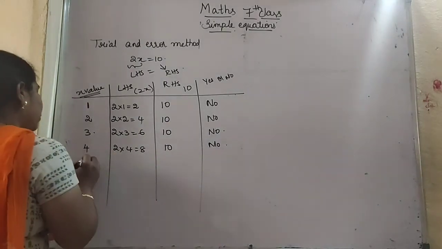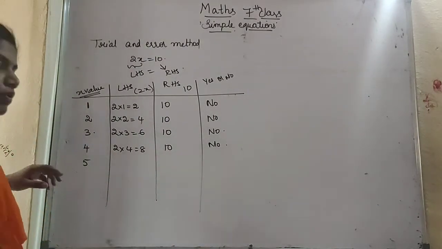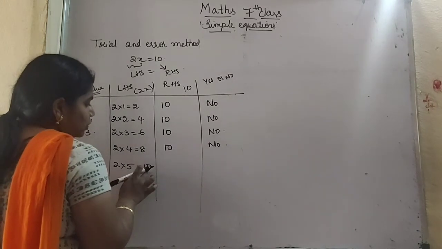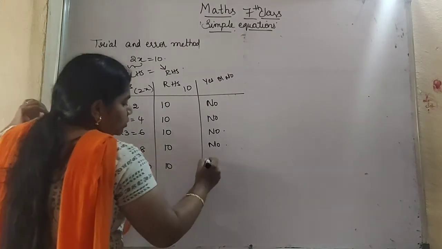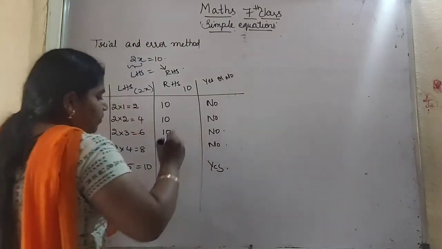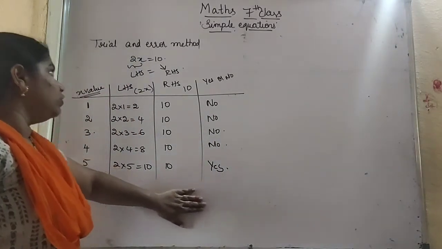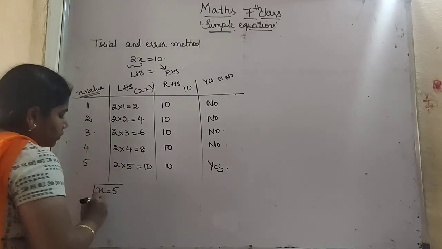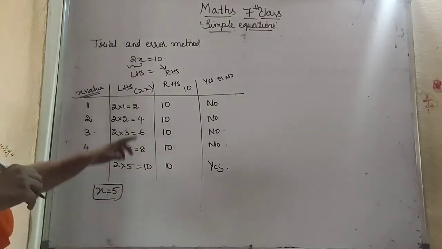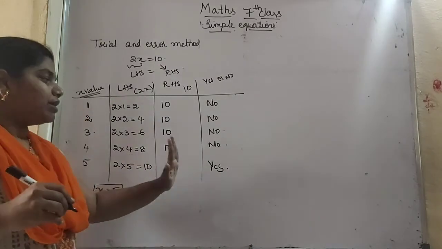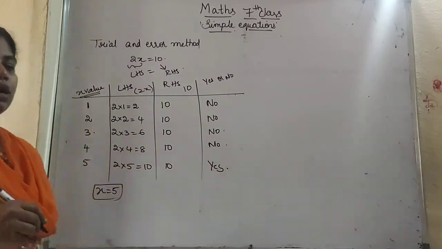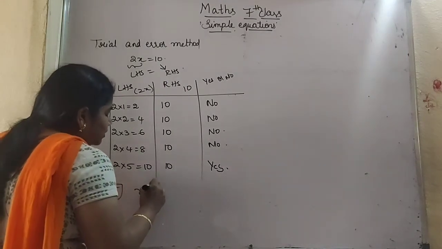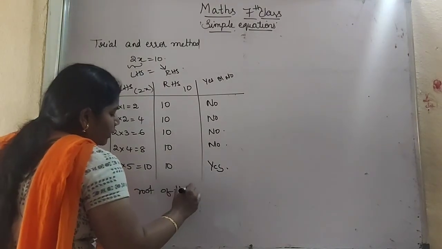Now I am substituting x as 5. So 2 into 5 is equal to 10. This 10 is equal to this 10, so here you got yes. What is the x value here? x is equal to 5. When you substitute x as 5, the LHS part and RHS part are equal. So this x equals 5, we will call it the root of the equation.